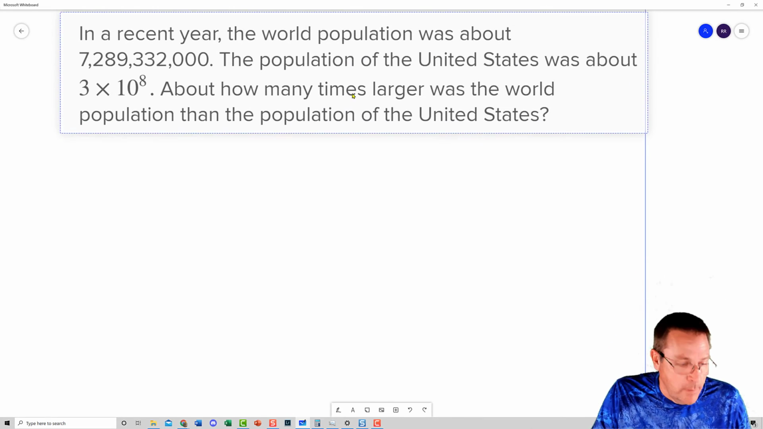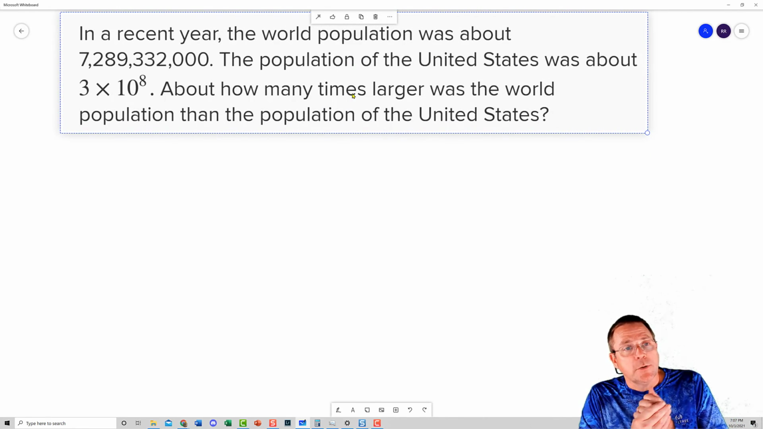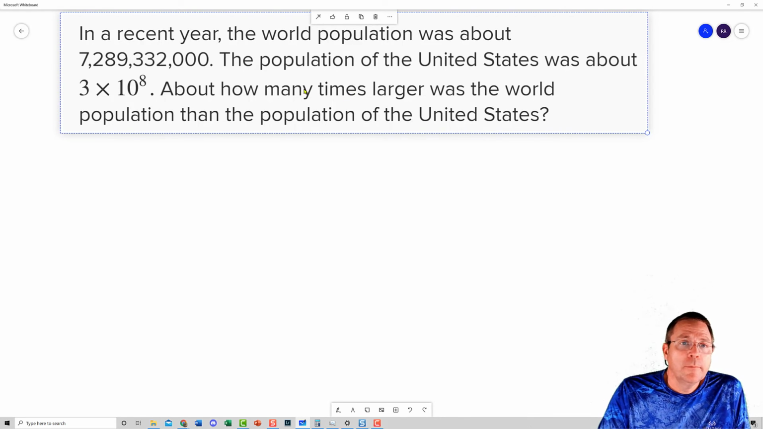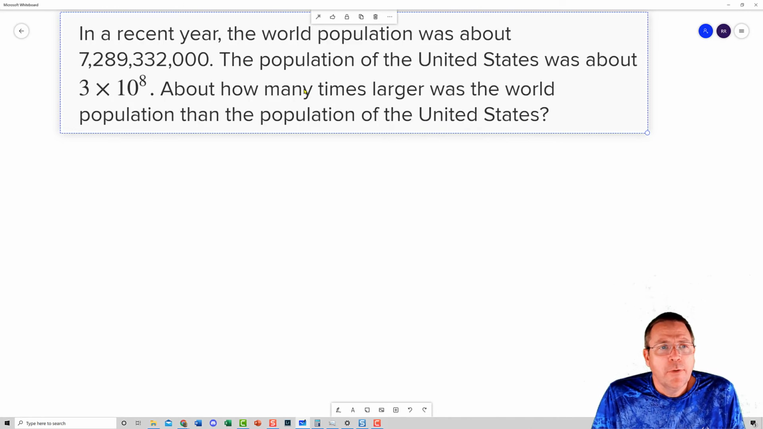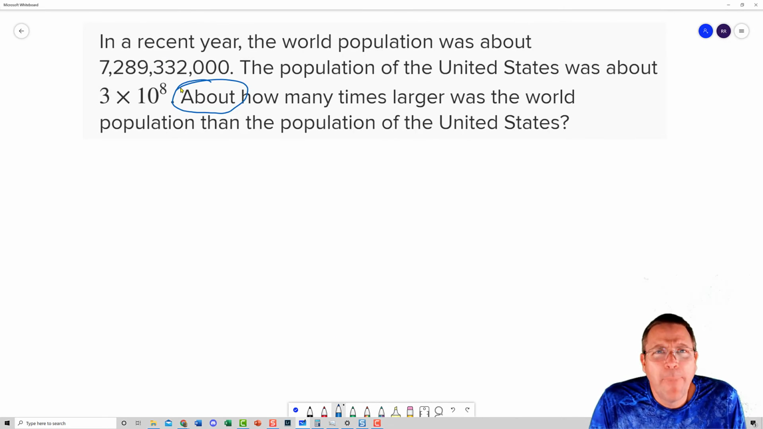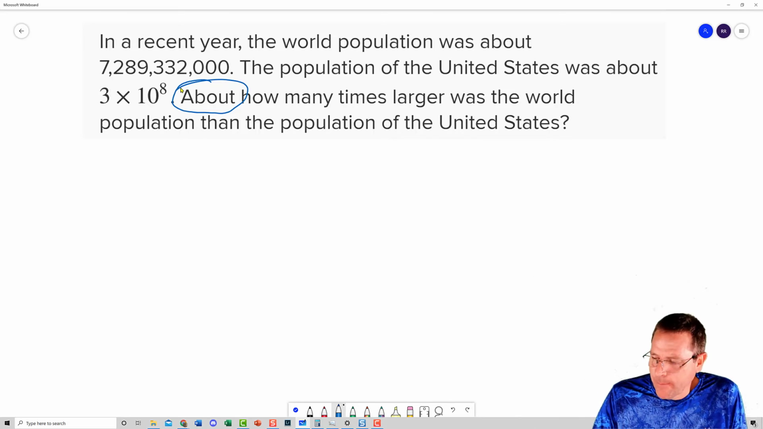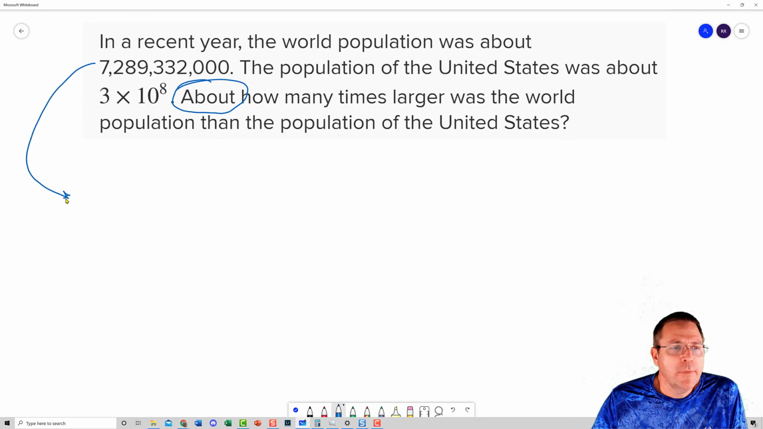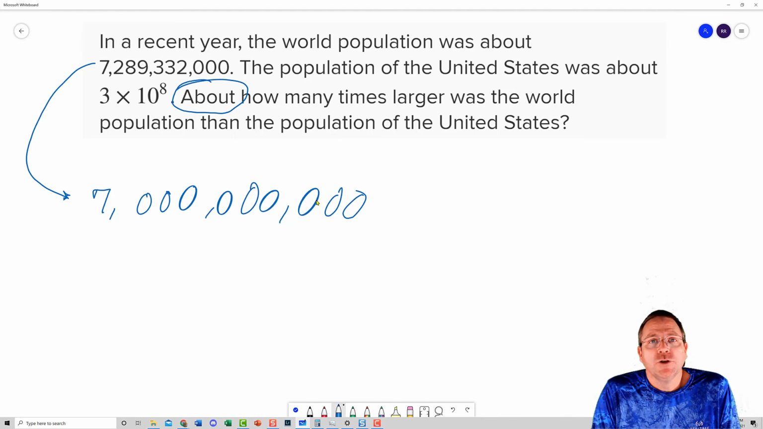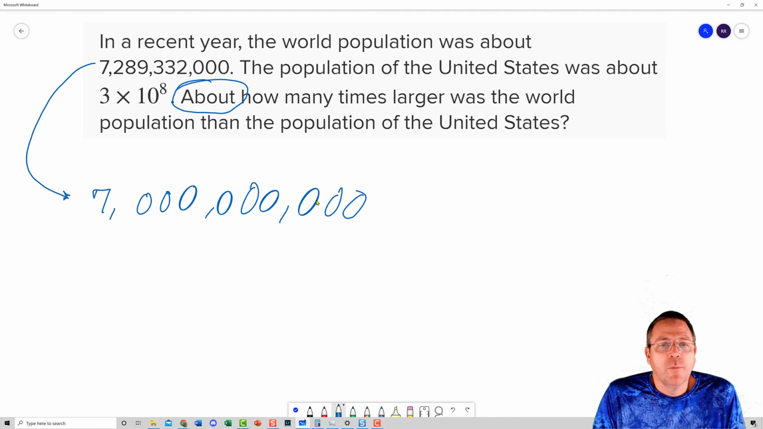And we have the option that we can change this to scientific notation, or we can work it as a standard form problem. There's a really important thing going on here though, and that important word that I want to point out to you is right here. It says about, and because it says about, I'm going to take that number and go 7, 0, 0, 0, 0, 0, 0, 0, 0, 0, 0. I just abouted that number to something that's a little bit more usable.